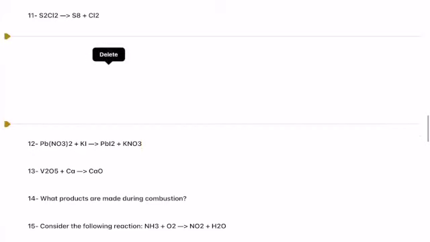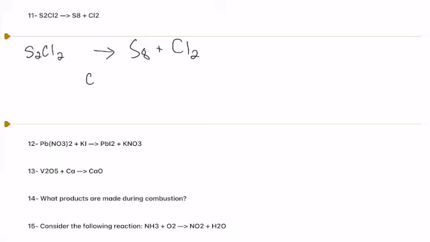Number 11 is decomposition. Our larger molecule falls apart. S2Cl2 becomes S8Cl2, being cognizant here of the numbers just so we continue to focus on numbers on the reactant and the product side. So we make our chart, 2 Cl's, 2 S's on the right hand side, 2 Cl's, 8 S's.